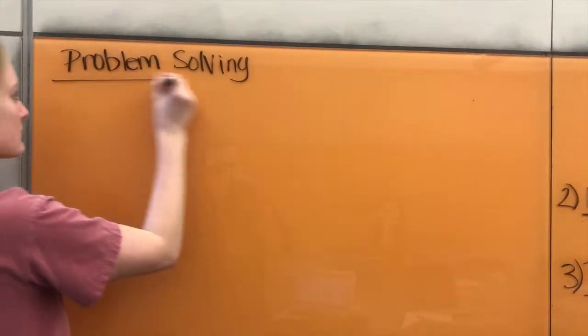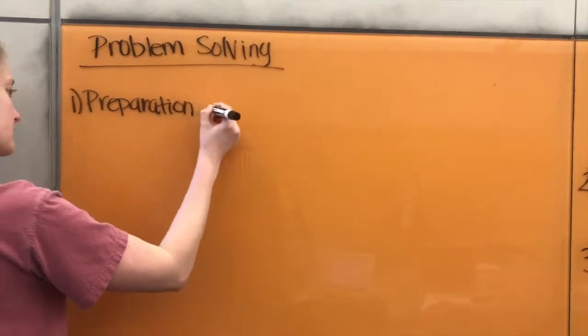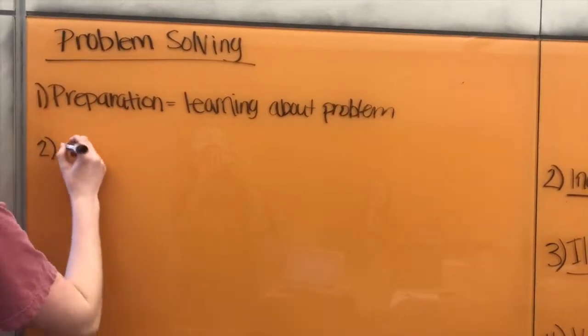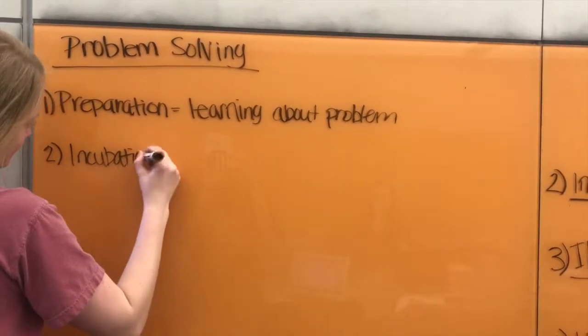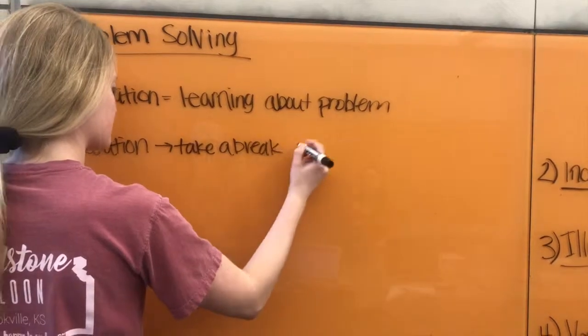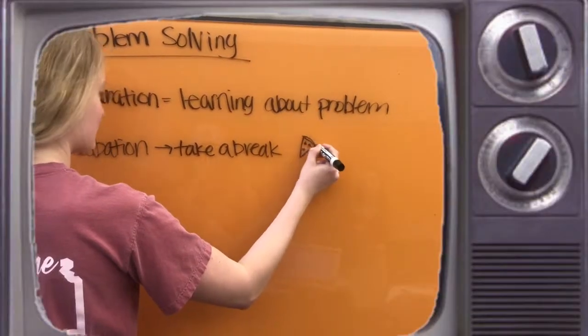There are 4 stages of problem solving. The first stage is preparation. Preparation involves learning about the problem you are trying to solve. The second stage is incubation. Incubation is when you take a break from the problem. For example, you could get pizza, go for a walk, or watch TV.